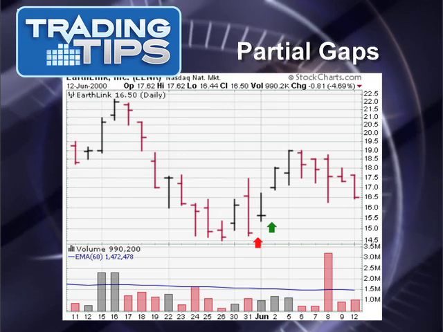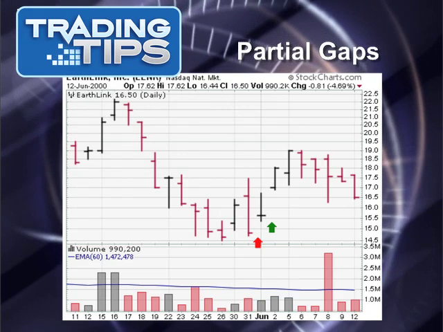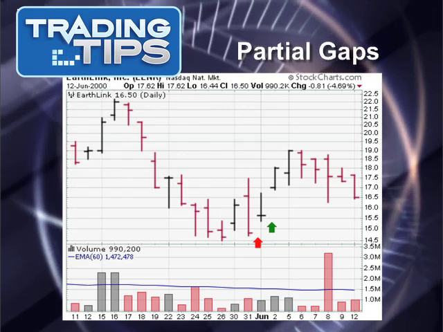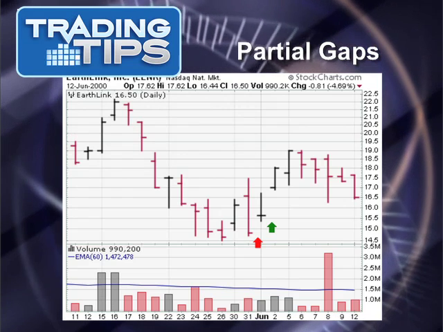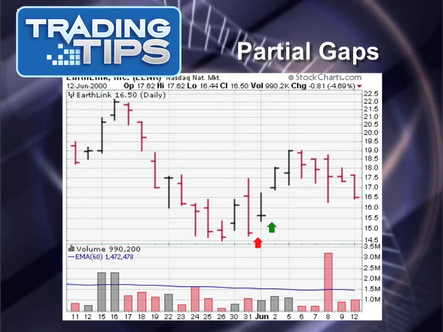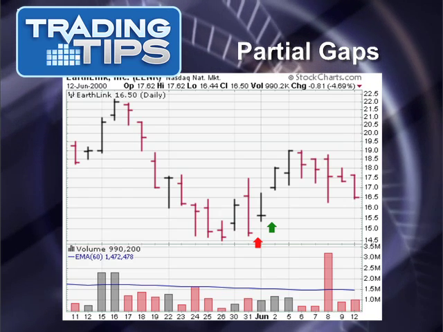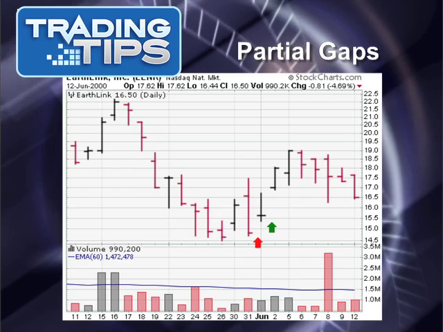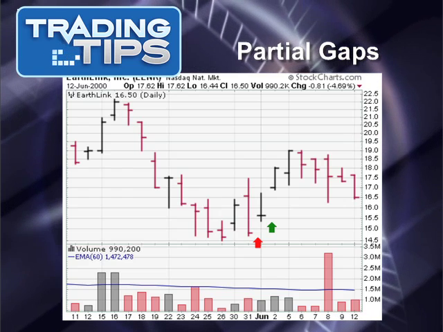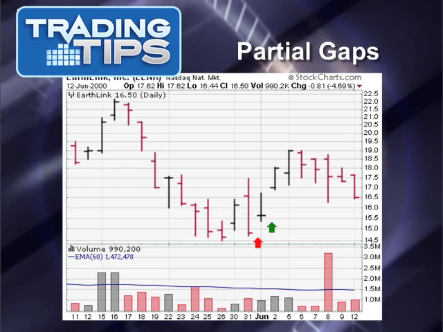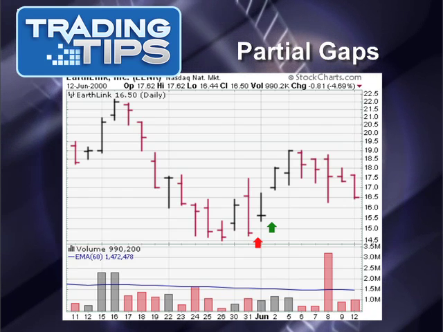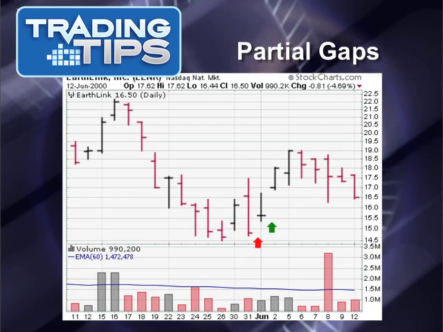Partial gap strategies work essentially like the full gap strategies, but with a little added risk. Partial gaps are not as strong as full gaps. However, the advantage of playing a partial gap strategy is that partial gaps often lead to full gaps, such as in this example. Here, Earthlink had a partial gap up showing strength. If you entered prior to the full gap up, which came the very next day, you'd have a much more advantageous and profitable entry point.